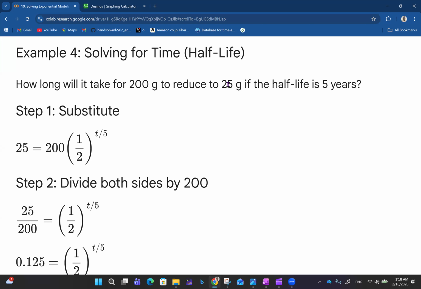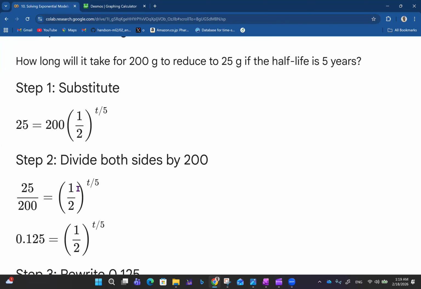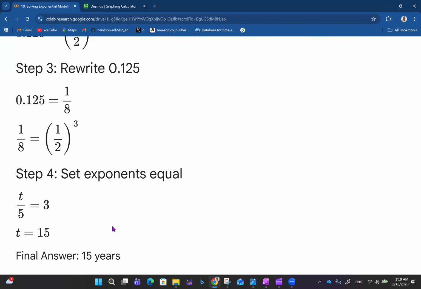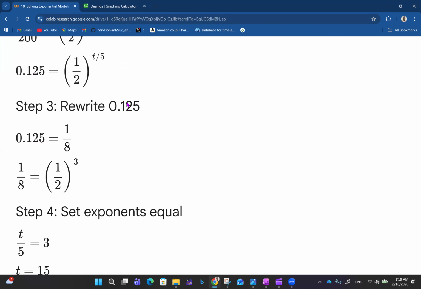Okay, so the value we're expecting at the end, at the time we're looking out for, is 25. Then the initial value was 200. So you have half raised to the power t over 5, where t is what we're looking for now and the half-life is 5. The first thing we want to do here is to divide both sides by 200. So you have 25 over 200, which is 0.125, and that's equal to half raised to the power t over 5.